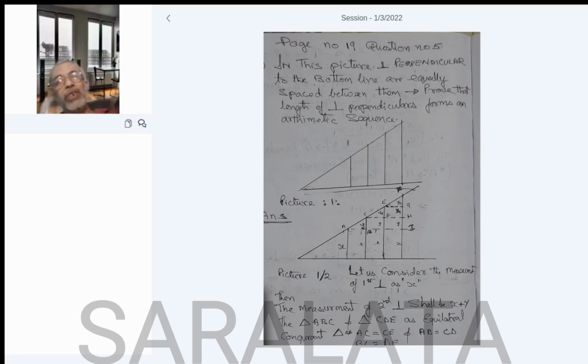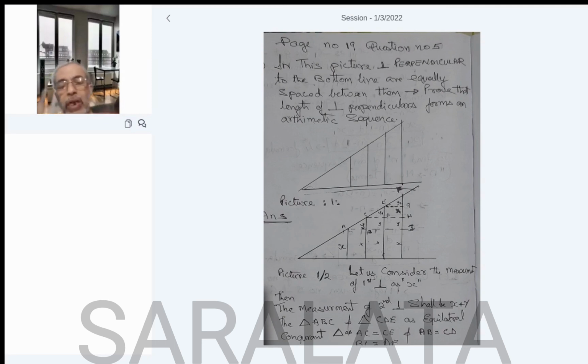If you get such sums on your question board, all you need to do, though we have nothing in our hand, is use the measurement between the two perpendicular lines being equally spaced. That's all you had. Now that equally spaced line is where we are getting x plus y, x plus 2y, and x plus 3y, which are in a sequence.